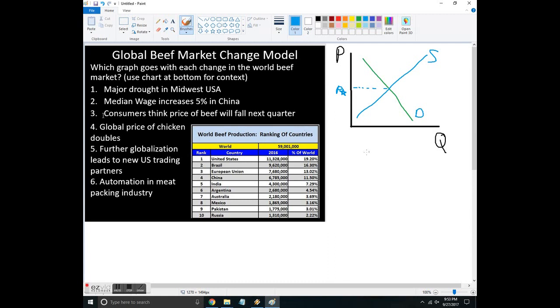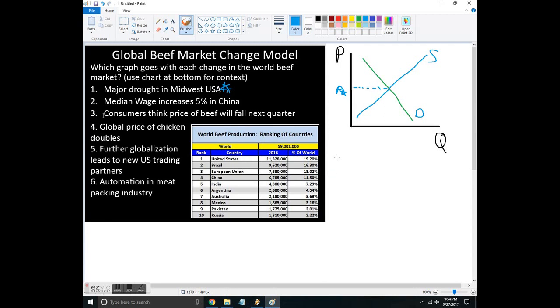Now for context, I've chosen the beef market because the United States, of which many of our students here are in, taking classes here, is the number one producer of beef worldwide, okay? So that's important because number one on the supply, okay, of beef. All right, so the first one is major drought in the Midwest, USA.